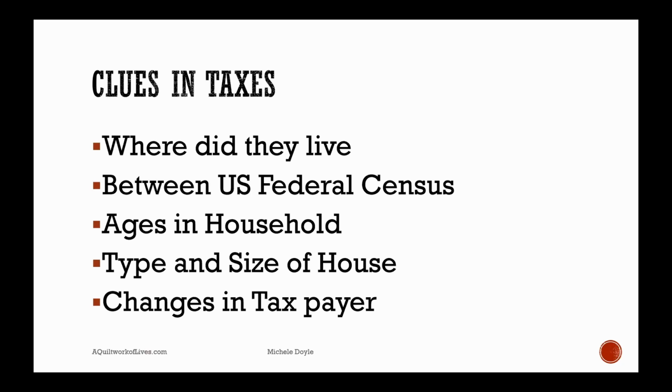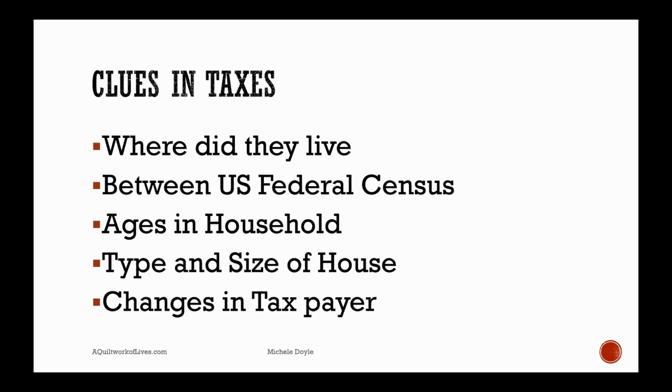Types and size of houses. When we get to property tax, we'll see an example and it will tell you how much the house was worth, how much the land was worth. So we are able to follow along. Did our ancestors have a little bit of money? Were they completely broke? Changes in the taxpayer. If you're following a particular property along and somebody pays a tax, somebody pays, somebody pays, and all of a sudden a different name is paying, there's a change in that household. So there's something we need to research.